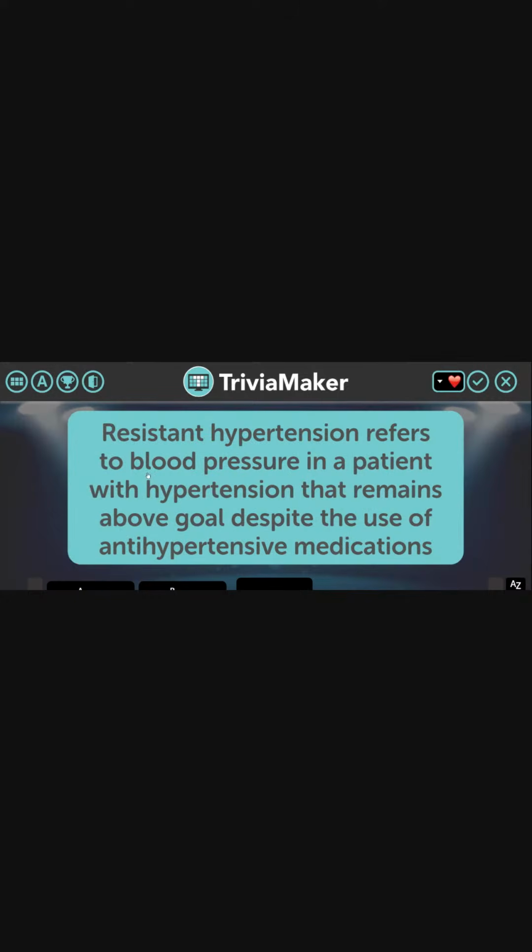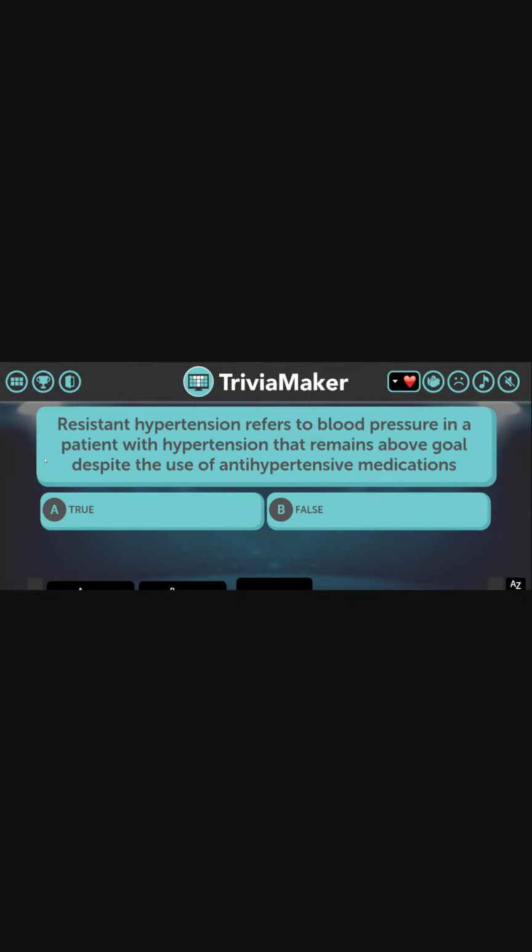All right, let's move back and get rid of our last hypertension question. All right. So, as always, true or false, resistant hypertension refers to blood pressure in a patient with hypertension that remains above goal despite the use of antihypertensive medicines. So, again, this one's kind of a definition-ish one, but I'll still give you guys a few seconds to solve, and good luck.